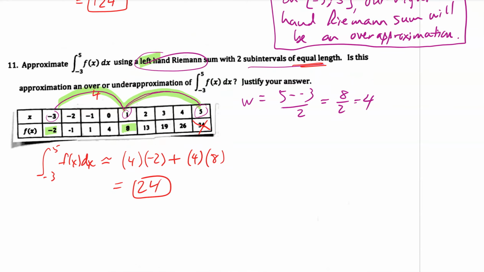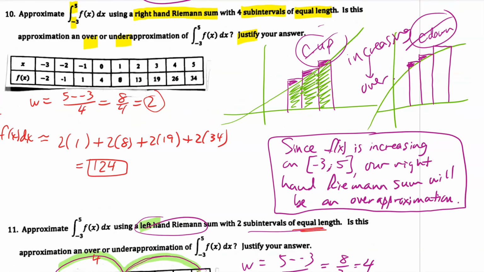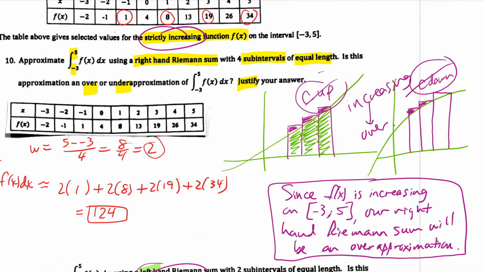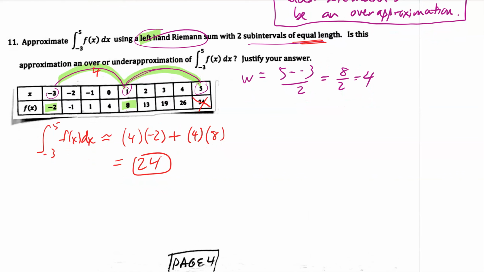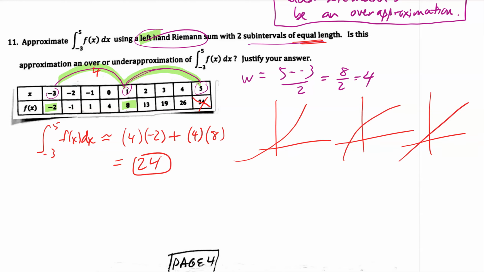Now we still know this is the same table. If you hadn't caught that, it's the same table of information. And we still know that it's a strictly increasing function. But now this is a left-hand Riemann sum. So again, like we said before, it could be increasing and concave up. It could be increasing and concave down. It could be increasing and linear. It doesn't matter to us. When we go throwing in some left-hand Riemann sums, you're going to see under approximation. No matter what shape the graph is, if it's still strictly increasing, that's going to be an under approximation.